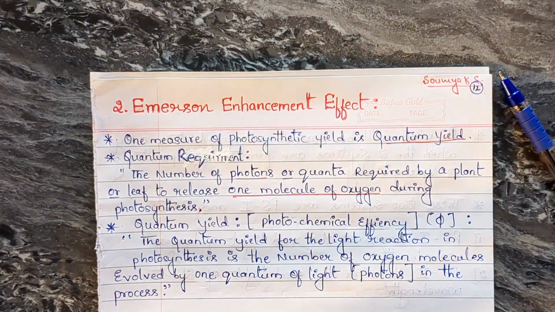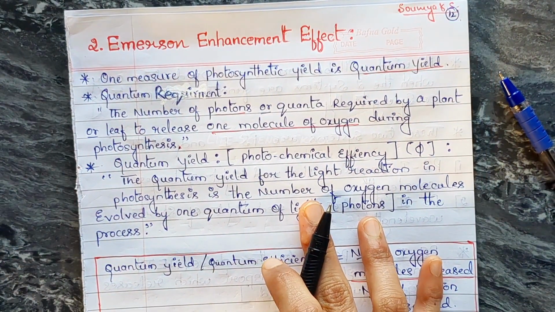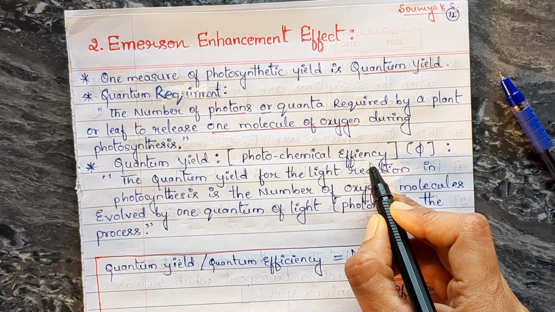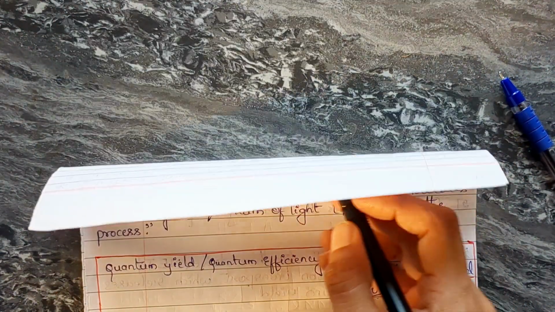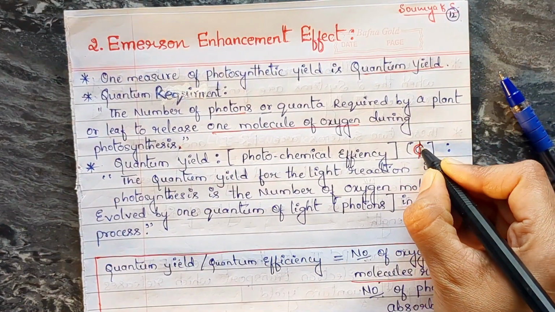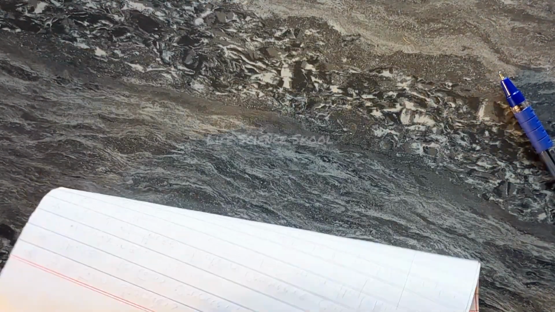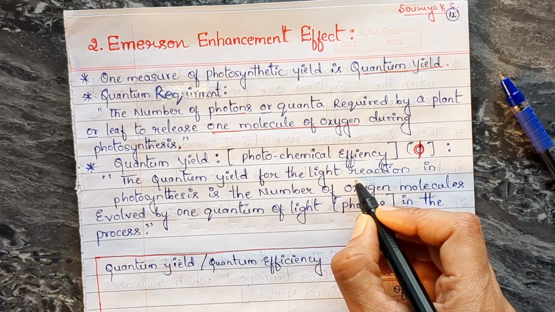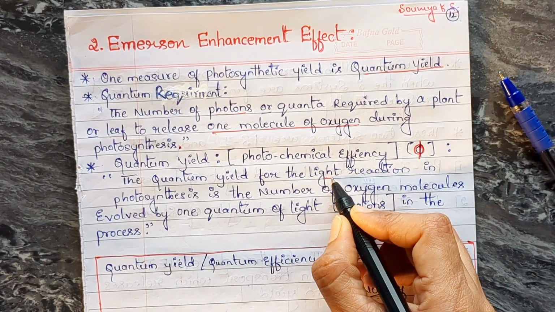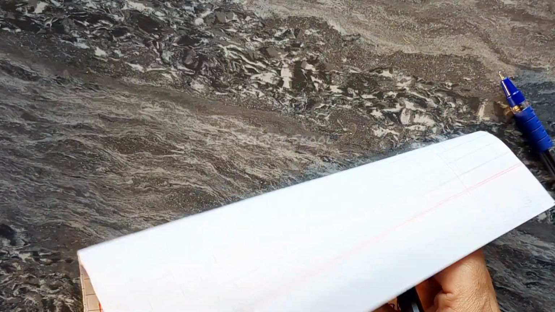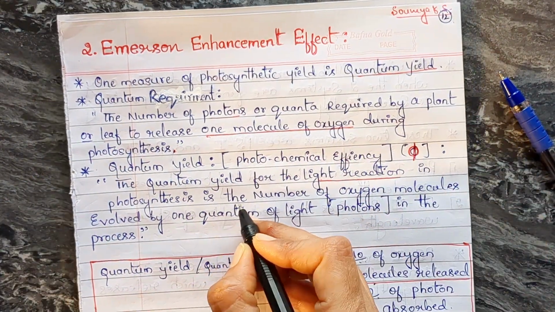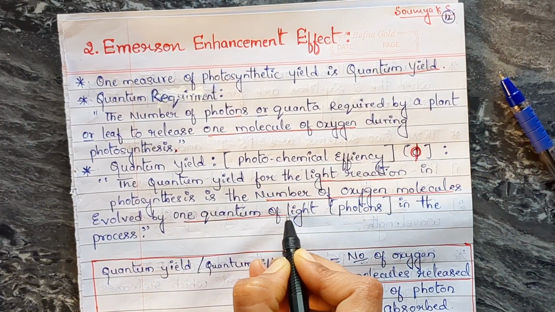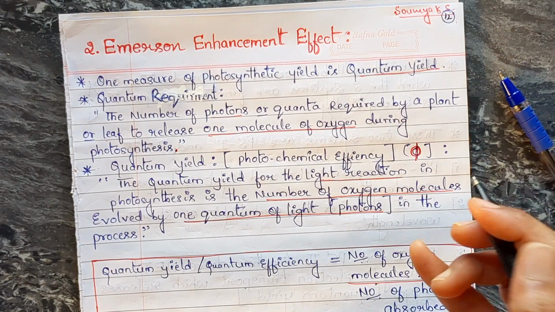Then what is quantum yield? We will learn this now. Another name for quantum yield is photochemical efficiency, and the symbol for quantum yield is phi. Now look at the definition. The quantum yield for the light phase, or light reaction, or light dependent reaction in photosynthesis, is the number of oxygen molecules evolved by one quantum of light, meaning a photon, in the process.